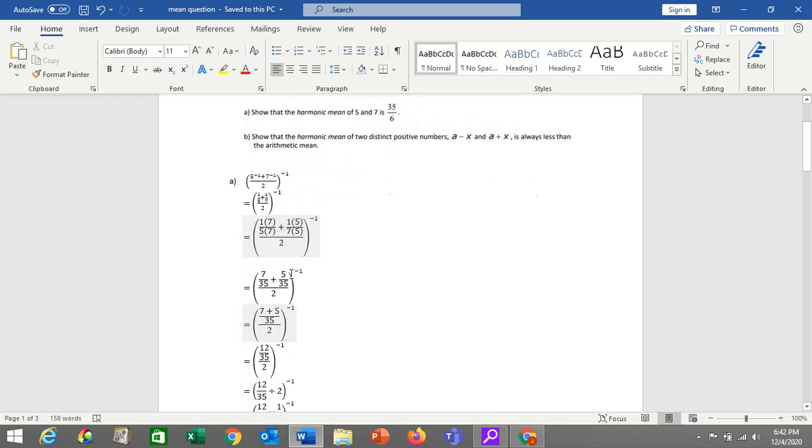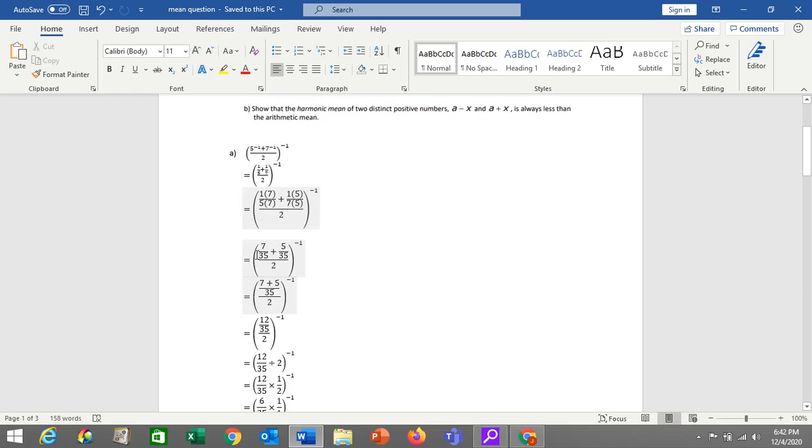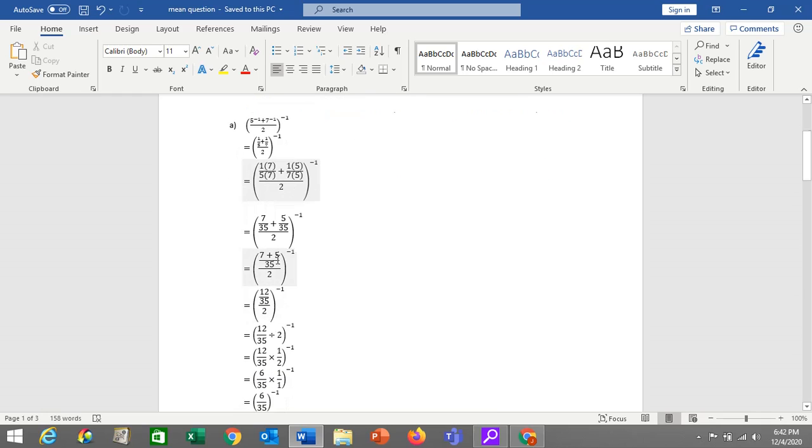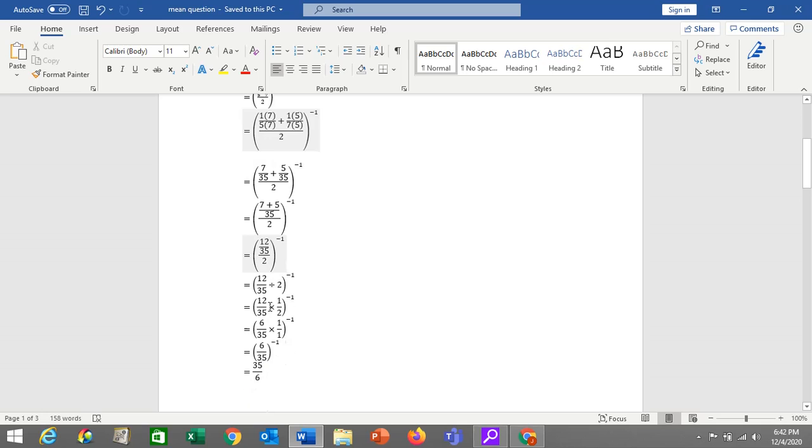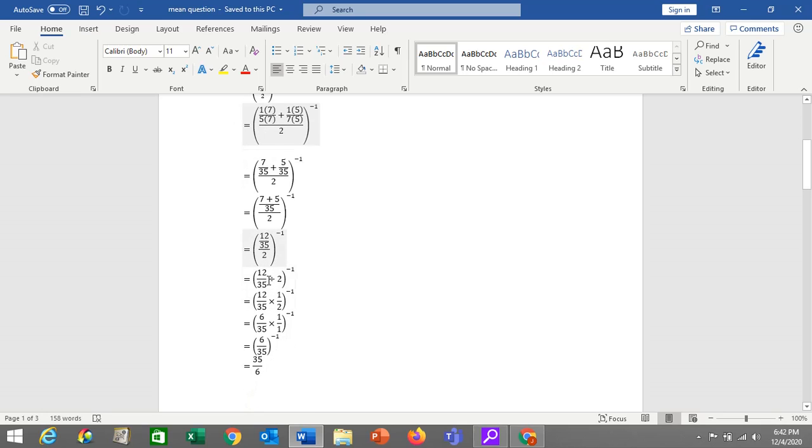Okay, so then we end up with 7 plus 5 over 35. Since we have a common denominator, we combine them, and we get 12 over 35 divided by 2. I kind of like to write my fractions like this, because sometimes it can be hard to keep track of what divided by what, and what do I flip, and which number goes on top and which number goes on the bottom. So if you make that little divided by 2 sign there, then that's very easy. You just flip that to 1/2 and multiply.